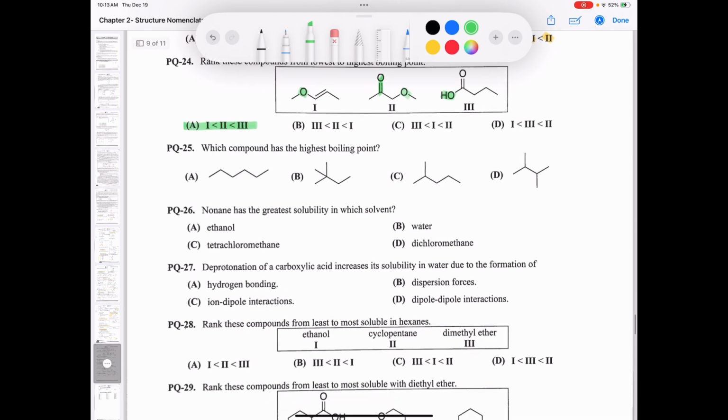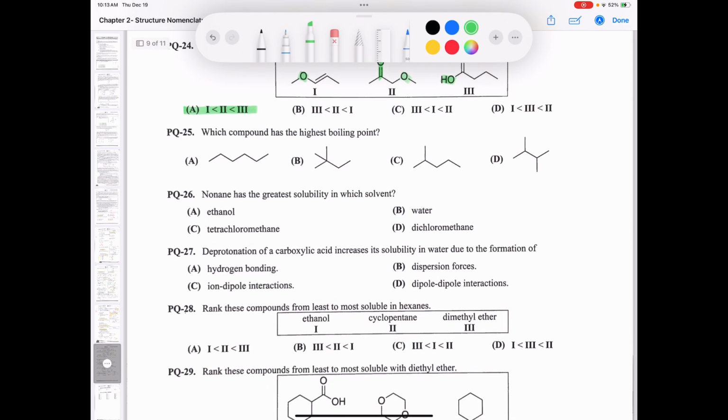All right, next question, question 25. I think all of these compounds are isomers of each other, right? 1, 2, 3, 4, 5, 6. Yeah, I think these compounds are all C6H14, and so they're all isomers of each other. They're all hydrocarbons. They only experience London forces or London dispersion forces, nothing else. No dipoles, no hydrogen bonding, and so which one's going to have the highest boiling point?